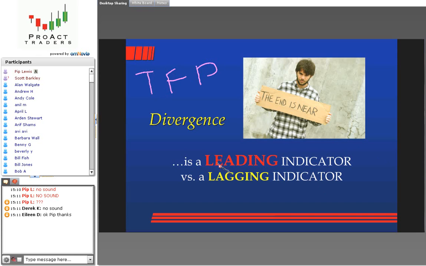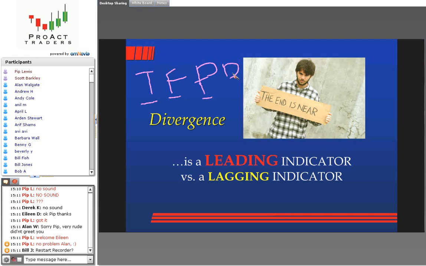Okay. So, sorry. Remember that in our acrostic that we need, right? We got T, F, P, and D, right? So the T stands for trend. We know that. F stands for fibs. We got that. P stands for PSRs. We just did that. D, however, is divergence, right?